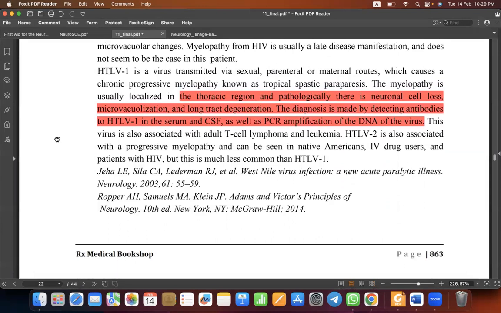Another important thing, human T-cell lymphotropic virus. It can be transmitted sexually, parenterally, or maternally. A lot of conditions could be affected. In that condition, the myelopathy will have a particular predilection for the thoracic region. Particularly, there will be neuronal loss, there could be microvascular changes, and there could be long tract degeneration as well.